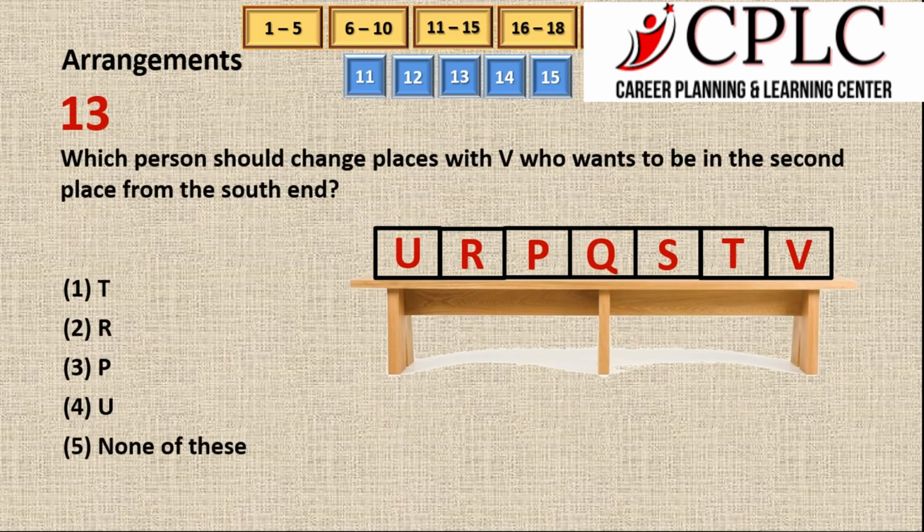13th one, which person should change places with V? Who wants to be in the second place from the south end? South end is left end. Left end is second position. R is the answer. Option 2 again for the 13th one.